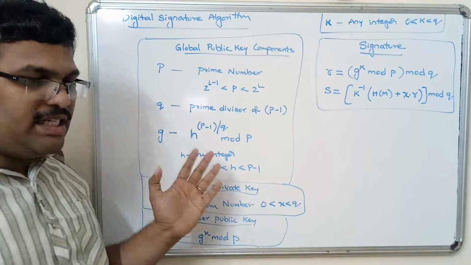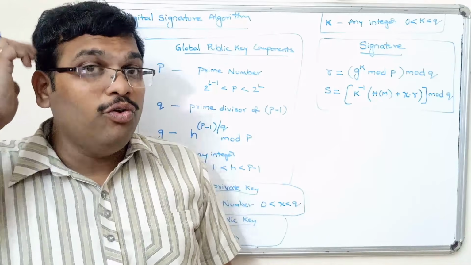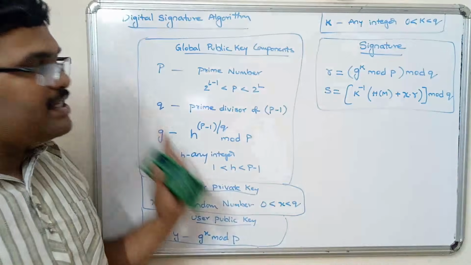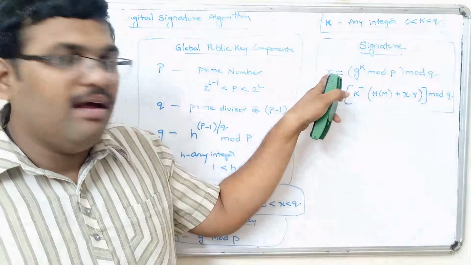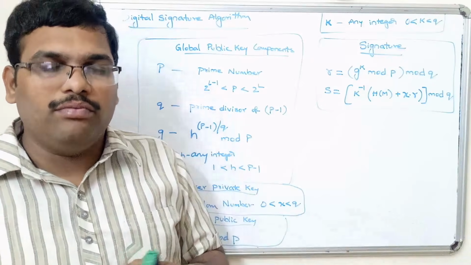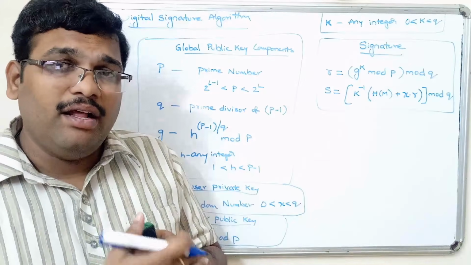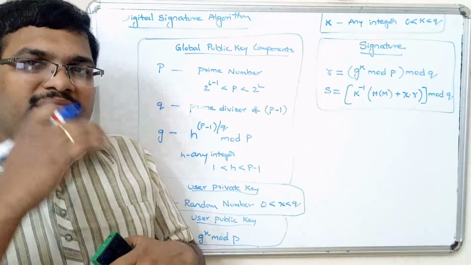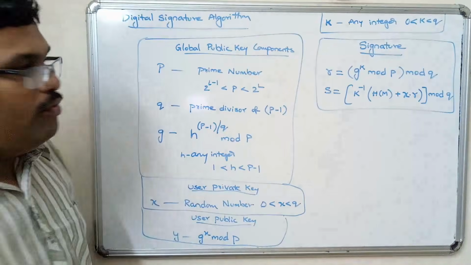Now the message will be sent to the receiver. The receiver will receive it, and again they will apply some more functions and compare this signature component R with V. So at the receiver side V will be calculated, and that V and R will be compared. Now the verifying function.